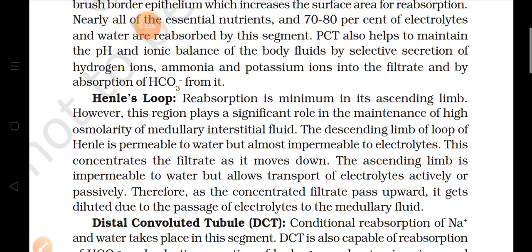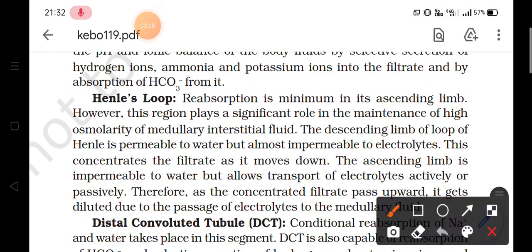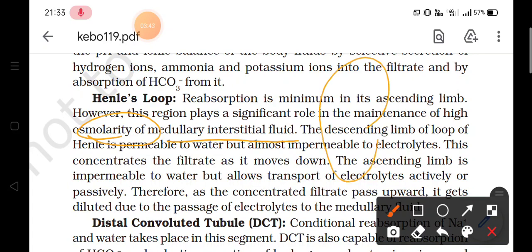So reabsorption is minimum in Henle's loop, but this region has great importance. Why is it of great importance? Because it maintains the osmolarity of the medullary interstitial fluid. In the structure of the kidney, this portion is known as the cortex, and this portion is known as the medulla. So where is osmolarity maintained? In the medullary interstitial fluid. Medullary interstitial fluid is present in the medulla, and its osmolarity is maintained by Henle's loop.